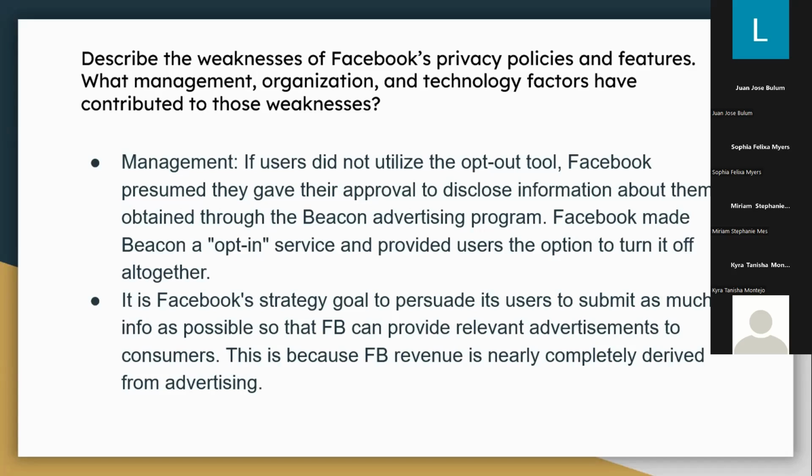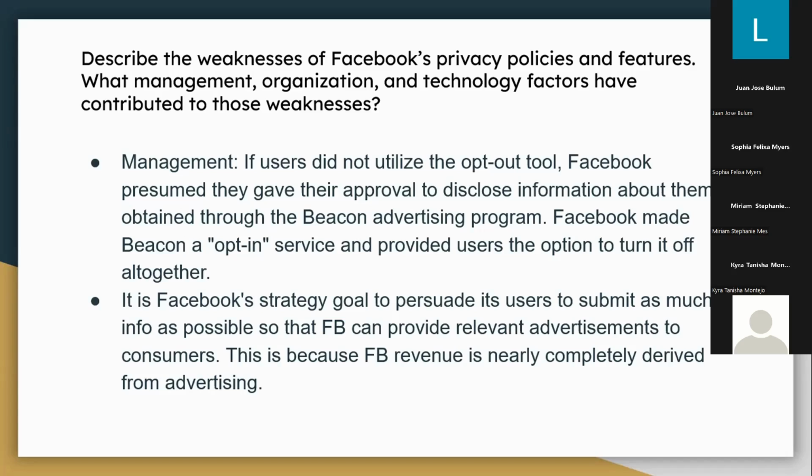And it is Facebook's strategy goal to persuade its users to submit as much info as possible so that Facebook can provide relevant advertisements to consumers. This is because Facebook's revenue is nearly completely derived from advertising. So again, their strategy goal is to persuade you guys to submit as much information as possible.